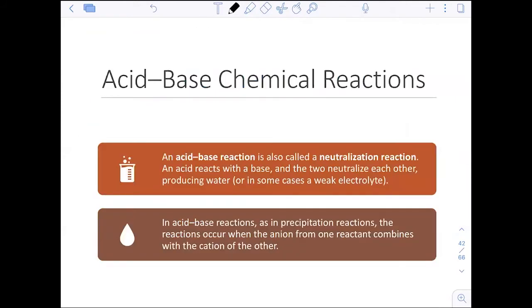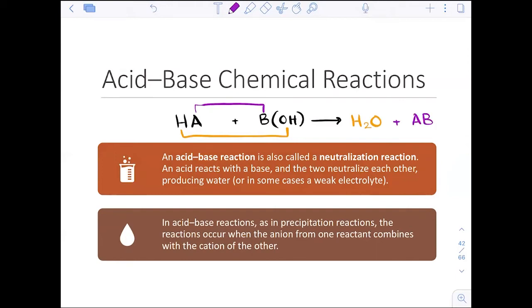Now, an acid-base reaction is also called a neutralization reaction. Why? Well, when an acid reacts with a base, the two neutralize each other. They produce water. An acid donates a proton. The base donates the hydroxide, and we do a double displacement, just like we did before. H and OH make H2O. The anion of the acid and the cation of the base form a salt. So typically what we see as the products of an acid-base reaction is salt and water.